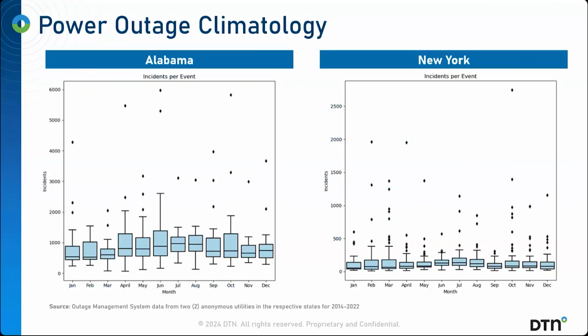So DTN has partnered with utilities across the world to implement utility-specific outage prediction modelings and capabilities. And for illustrative purposes, I've grabbed here some anonymous outage per storm incident event data that's distributed across an 8-year period for a utility in the state of Alabama, as well as a utility out of the state of New York.